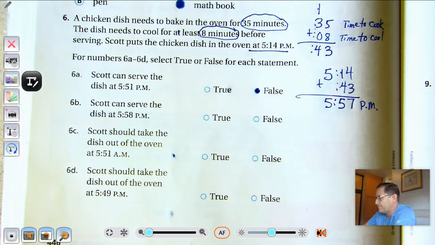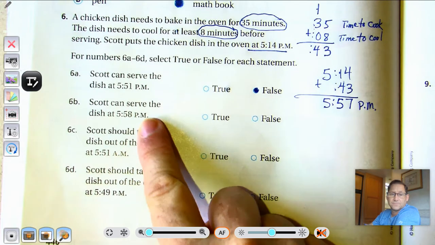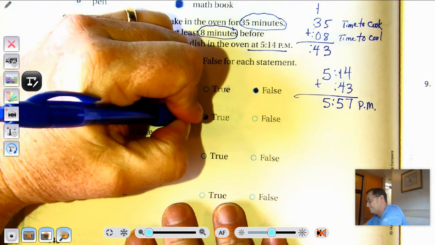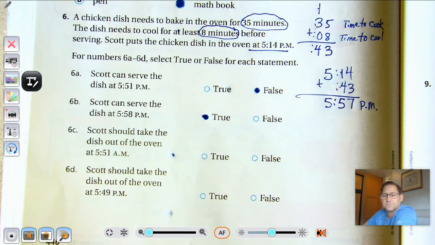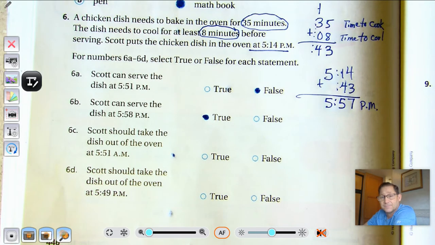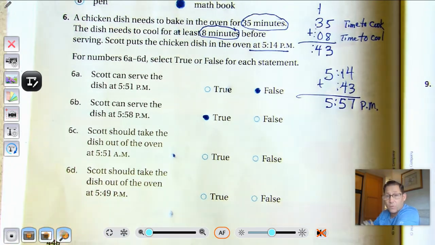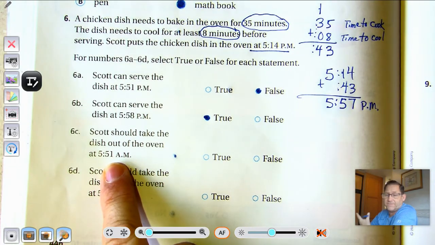He can serve the dish at 5:58 p.m. Well, it's ready to serve at 5:57. Is 5:58 before or after? That's after, so yeah, he can serve it then. Scott should take the dish out of the oven at 5:51 a.m. Well, I hope not, because his chicken's going to be really black by then. Because that would be a whole 12 hours almost. Actually, it would be over 12 hours. PM to AM, they're different days. Okay, so no.